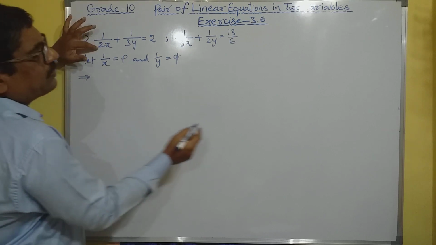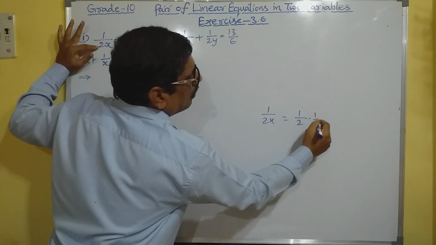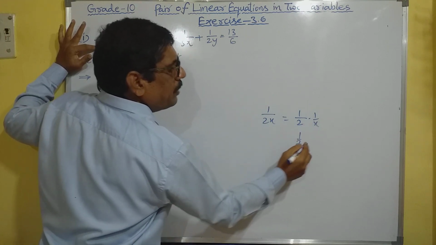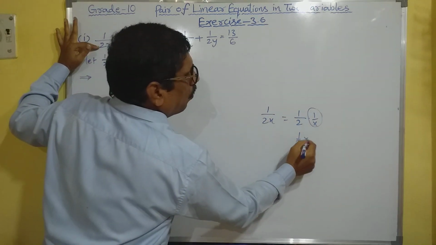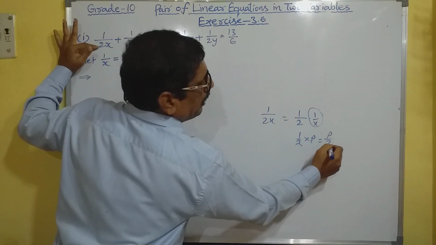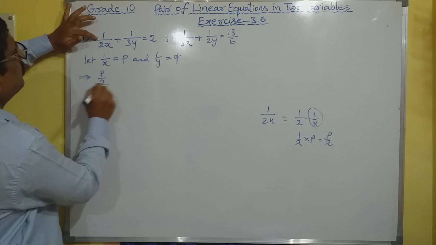Here, for example, 1 by 2x. This can be written as 1 by 2 into 1 by x. This 1 by 2 will be as it is. In the place of 1 by x, if you write p, 1 by 2 into p, it will become p by 2. So this equation will become p by 2.